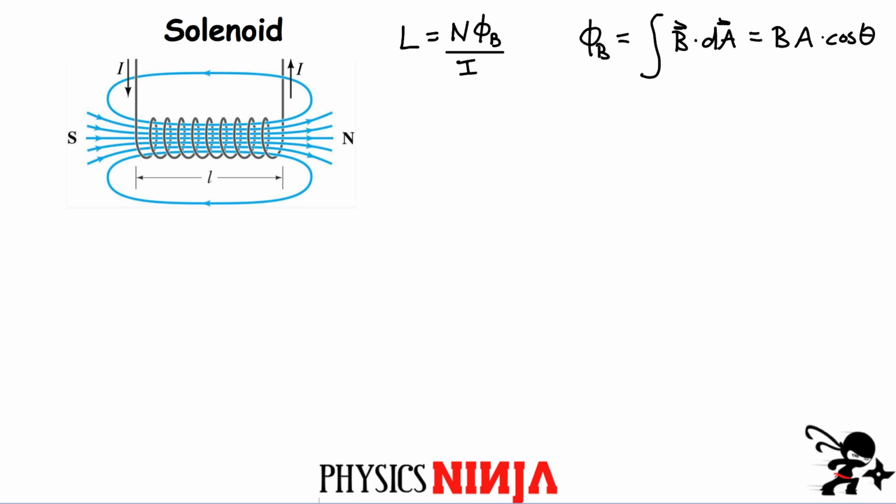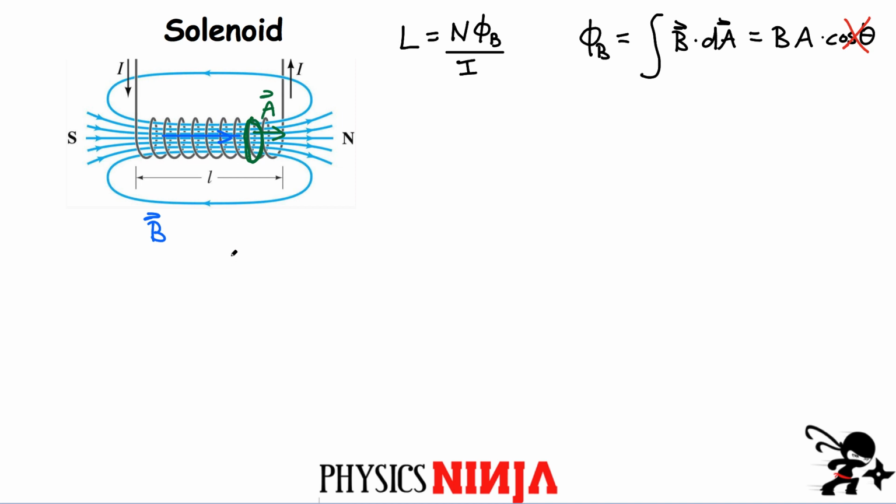In this case, we don't have to worry about cos of the angle theta because of what it looks like. We have a magnetic field, which is basically only inside and it's pointing to the right. And if I consider the area to be the area of one of these turns, you can see that the area vector also points in the same direction. Therefore, the angle theta is actually 0 and cos of 0 equals 1. So don't worry about that.